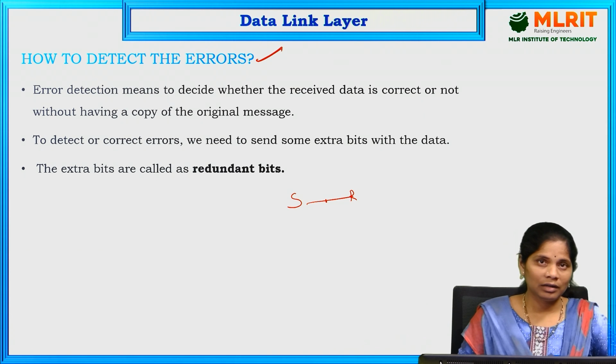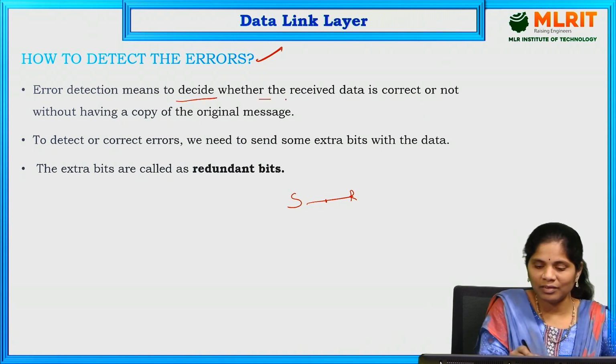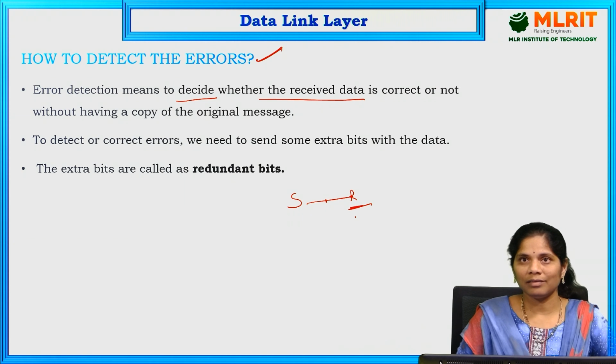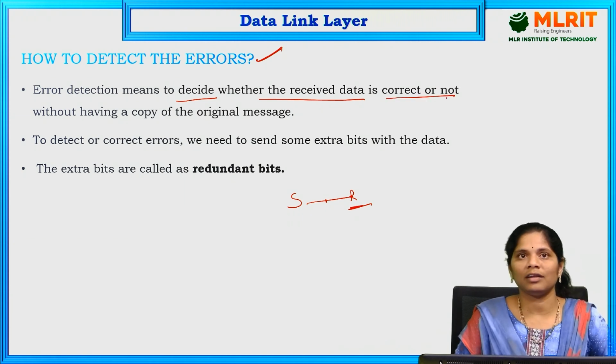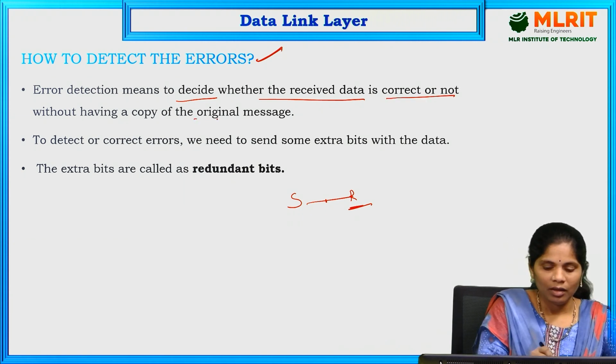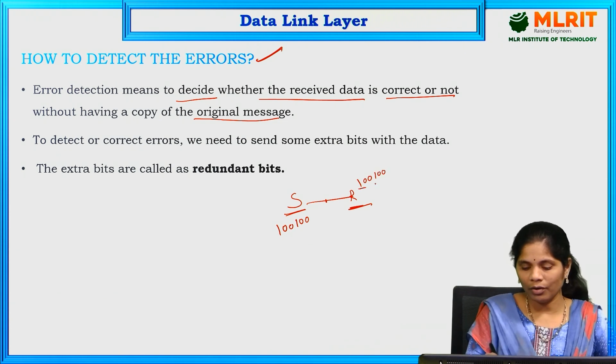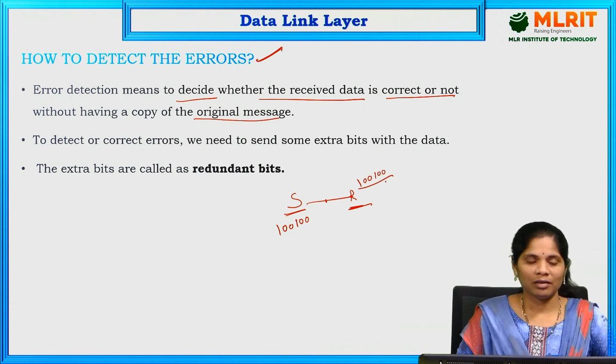Error detection means deciding whether the received data is correct or not. Whether whatever the receiver received is correct or not, without a copy of the original message, is nothing but error detection. Whatever the original data is, like 100, whether the receiver exactly received 100 or not, that is error detection.